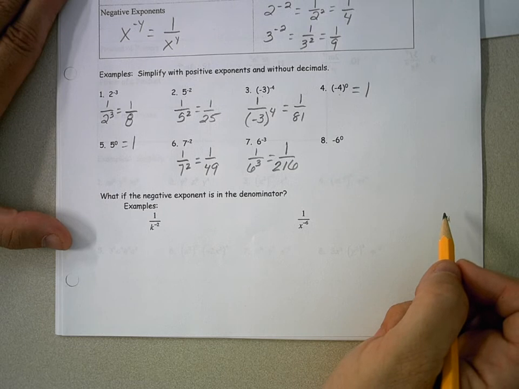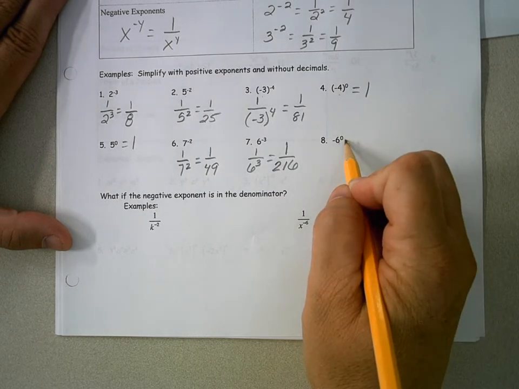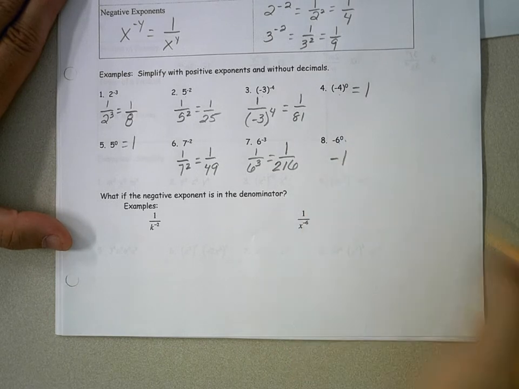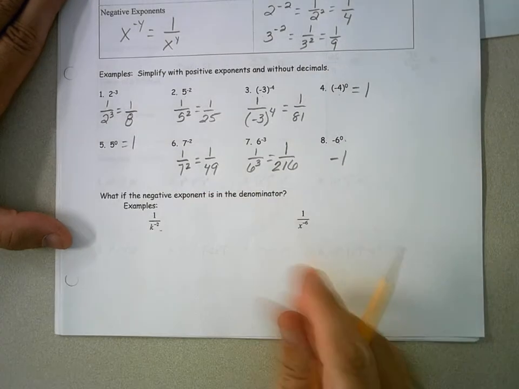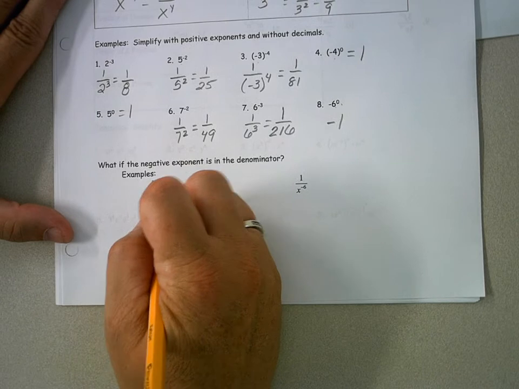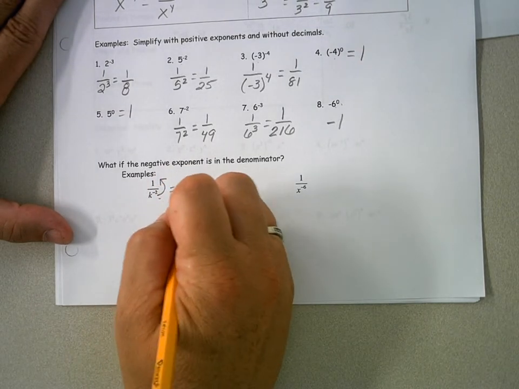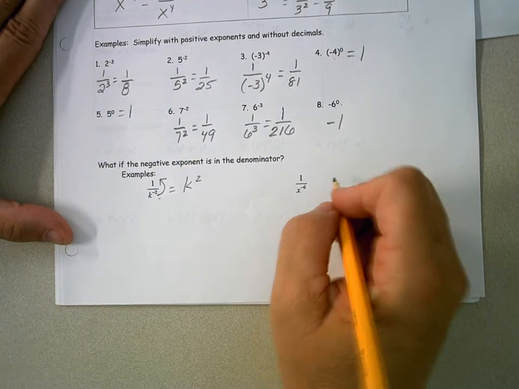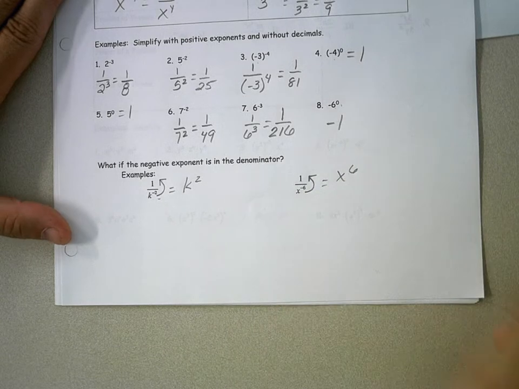Number 8 is kind of tricky. The answer is not 1 this time. Anything to the 0 power is 1, but then you have to put the negative in front of it. And if you have a negative in the denominator, that means it moves to the top. So k to the negative second becomes k to the second. X to the negative sixth becomes x to the sixth.